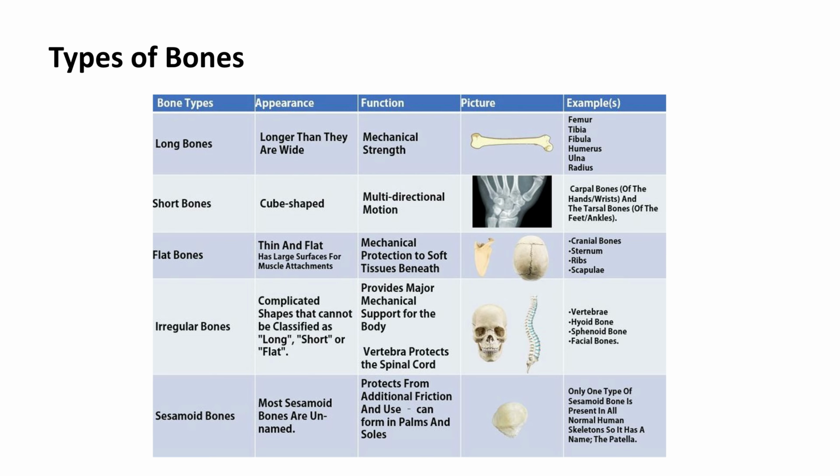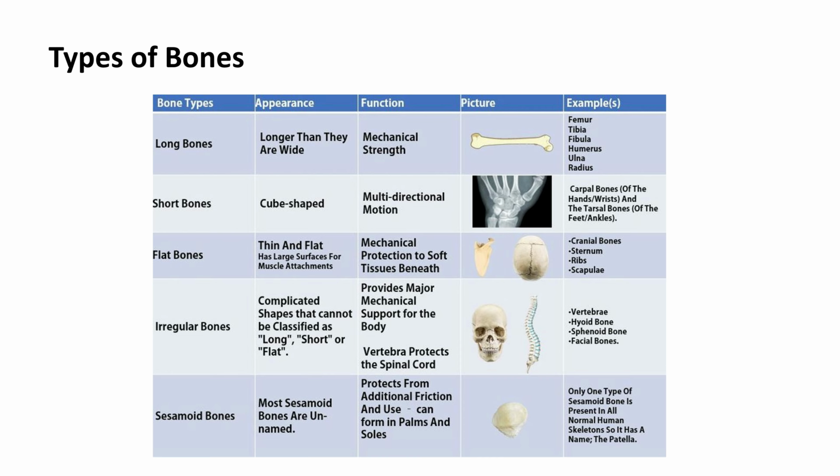Here's a graphic of your types of bones. You've got long bones, short bones, flat bones, irregular bones, and sesamoid bones. You'll see that's your patella for that sesamoid bone, in case you're wondering what bone that actually is. Those are always kind of irregular shaped, but also like flat, and then you do have actual irregular bones, which include your vertebrae, your hyoid bone, your sphenoid bone, and your facial bones. So you can look through this graphic a little bit.